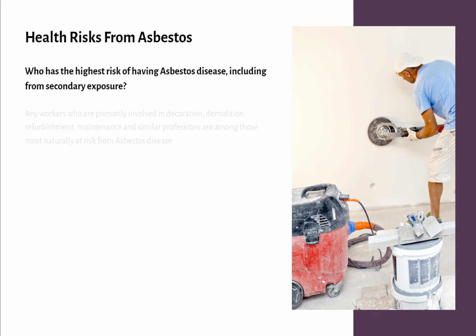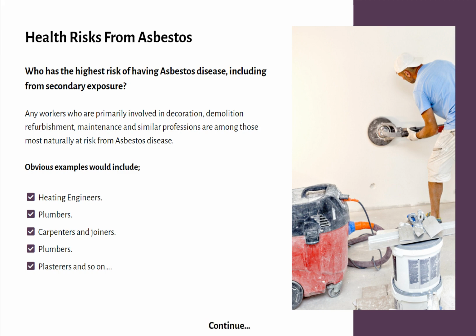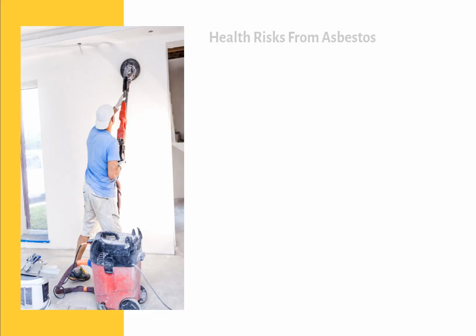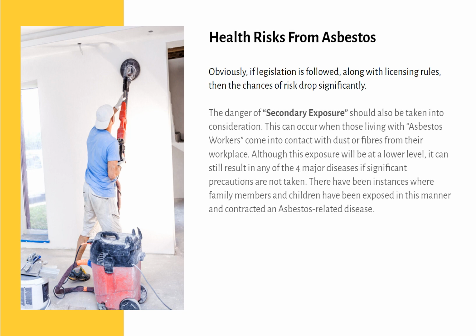Who has the highest risk of having asbestos disease, including from secondary exposure? Any workers who are primarily involved in decoration, demolition, refurbishment, maintenance and similar professions are among those most naturally at risk from asbestos disease. Obvious examples would include heating engineers, plumbers, carpenters and joiners, plasterers and so on. Obviously, if legislation is followed, along with licensing rules, then the chances of risk drop significantly.